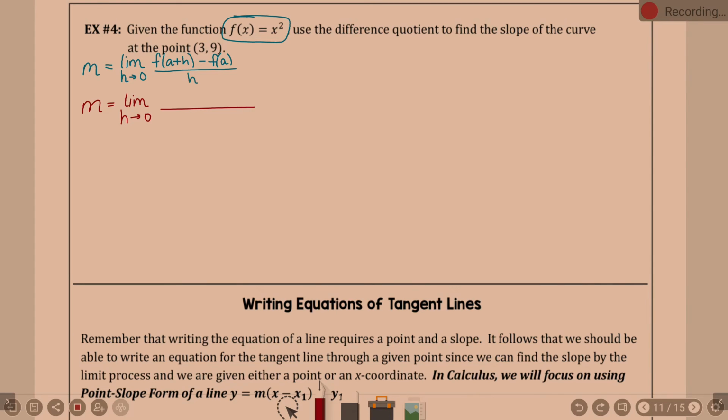F of a plus h. This is what we just did on the other page, guys. What is f of a plus h? a plus h squared, x squared. Or a squared plus 2ah plus... Save that for the next step.